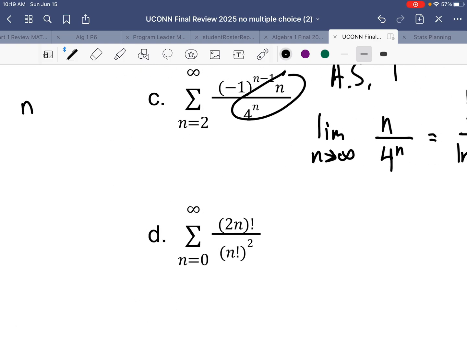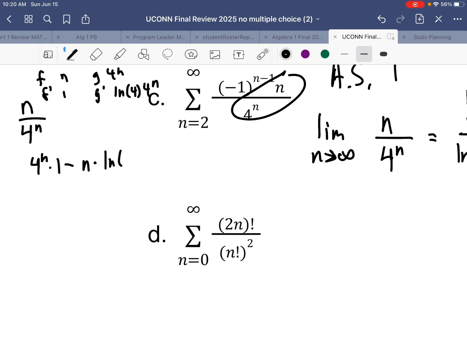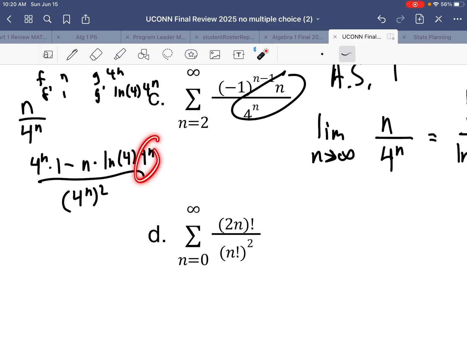We're going to need to do the quotient rule for the n. So the derivative of n is 1. If f is n, f prime is 1, g is 4 to the n, g prime is the natural log of 4 times 4 to the n. So low d high: 4 to the n times 1 minus high n times the natural log of 4 times 4 to the n, all over 4 to the n squared, which looks crazy at first, but if you notice, we could factor out a 4 to the n in the numerator.